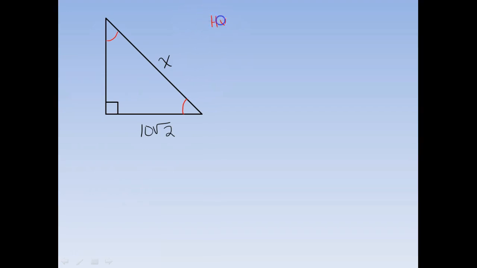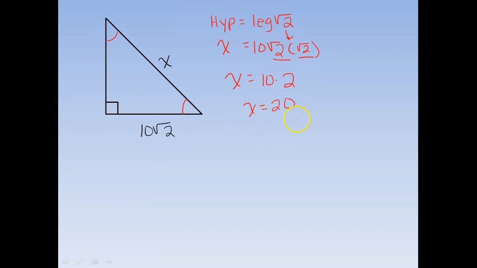And that is hypotenuse equals leg root 2. And all you have to do is just substitute. So the hypotenuse is x. That's what we're finding. Your leg is 10 root 2. And of course, you're going to bring down your root 2. So let's solve for x. 10 root 2 times root 2, and root 2 times root 2 is 2. So x equals 20.